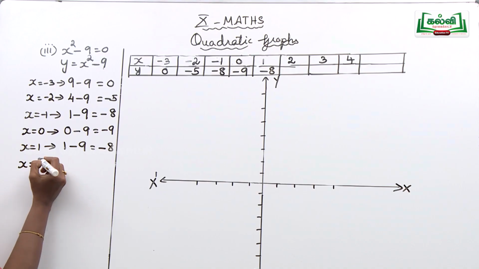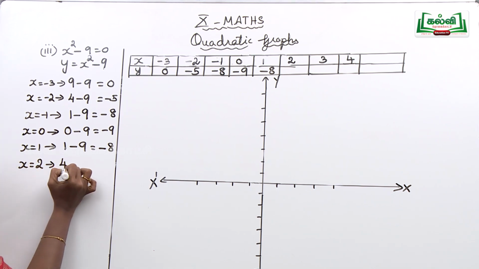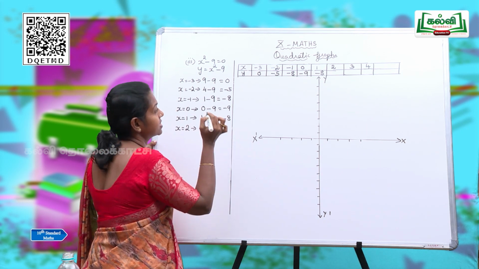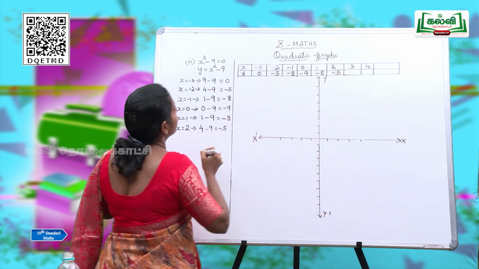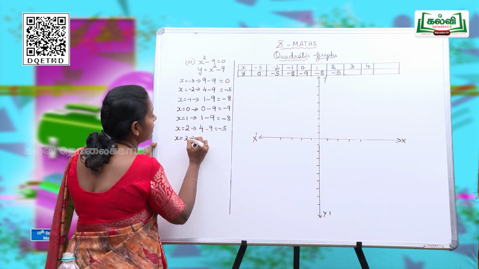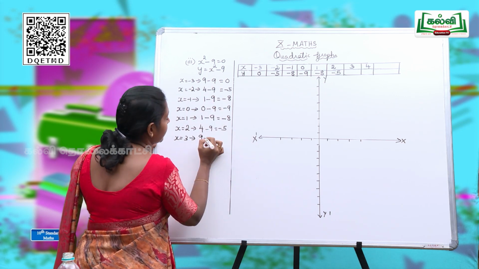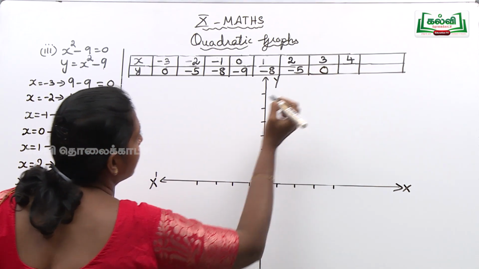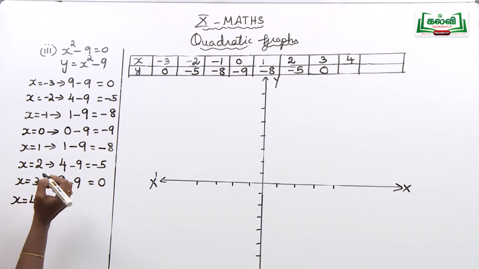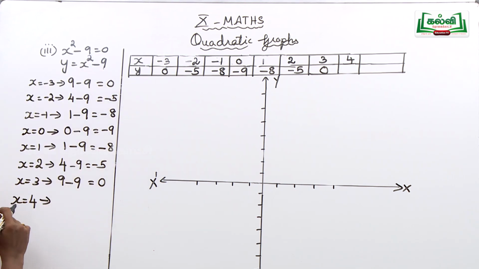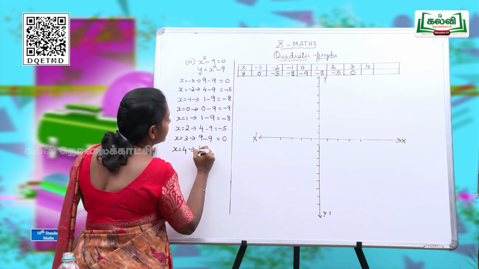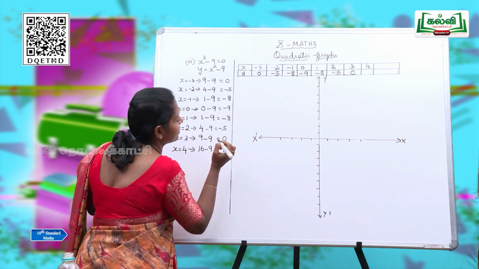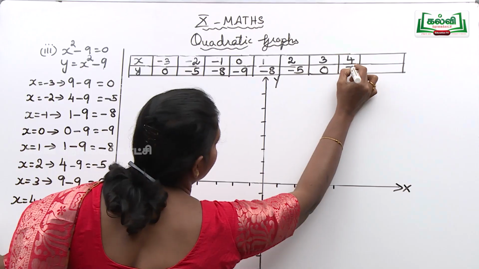Next, 2. In the place of x, 2. 2 squared, no. So, it is 4. 4 minus 9 is equal to minus 5. So, it is minus 5. Next, x equal to 3. So, 3 squared is 9, minus 9, which is equal to 0. Are you clear? Right. One more value, last we will do it, which is x equal to 4. Apply 4 here. 4 fours are 16. 16 minus 9. That is what? Yes, correct. 7. Clear? So, 7, over.